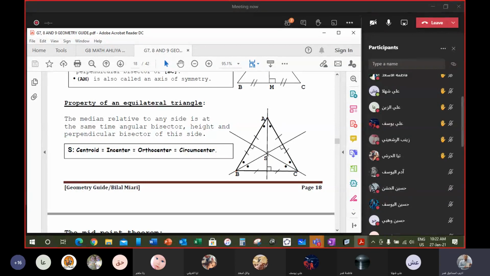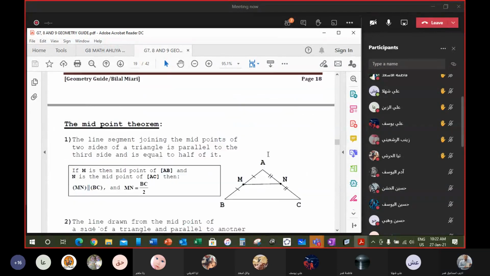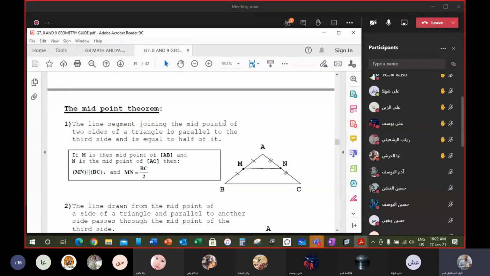The midpoint theorem, which we took last time. The line segment joining the midpoints of two sides of a triangle is parallel to the third side and equal to half its measure. M is the midpoint of AB, N is the midpoint of AC. So MN is the mid-segment joining the two midpoints of sides AB and AC. Then MN is parallel to BC and MN equals BC over 2.